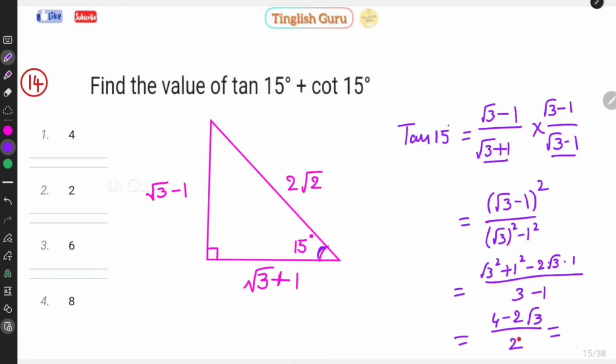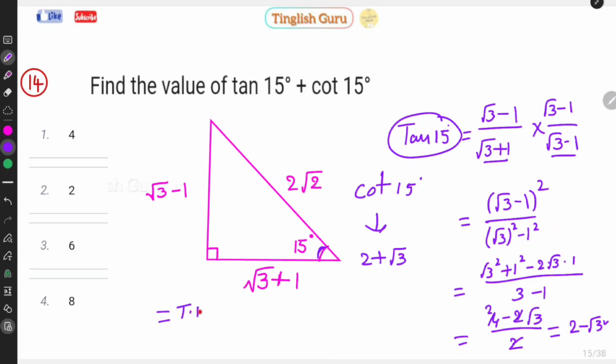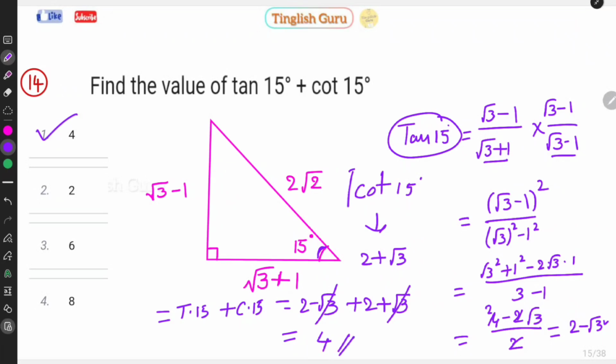So the final value is, cancelling with 2, we will get 2 minus root 3. So tan 15 value is 2 minus root 3. Similarly, you people solve cot 15 value and you will get 2 plus root 3. So, adding both the values, that means tan 15 plus cot 15, we will get 2 minus root 3 plus 2 plus root 3. So, root 3 and root 3 will get cancelled and our final answer will be 4, option 1. So, kindly practice this cot 15 on your own, then you will understand.